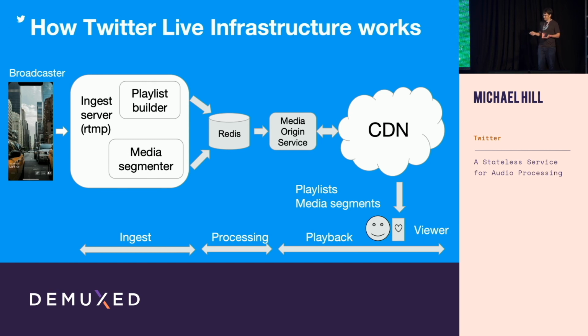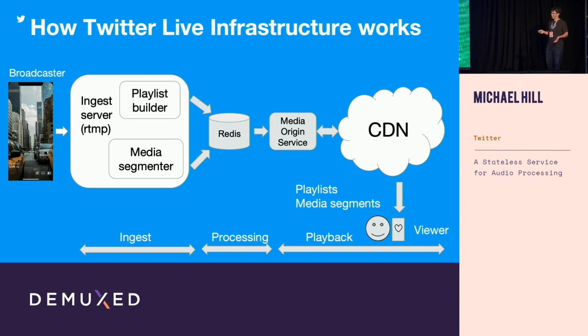In a little more detail, we have a broadcaster. In this case, it's a mobile app. We make a TCP connection to our Ingest server. The Ingest server talks to the broadcaster over RTMP. And you're sending your video and your audio to the Ingest server. And on there, we have a playlist builder. We have a media segmenter. The samples go into media segments, stored in Redis for live playback. We store the information we need to build playlists also in Redis.